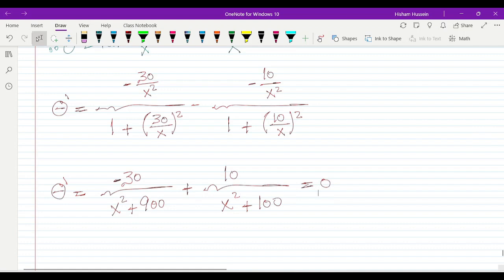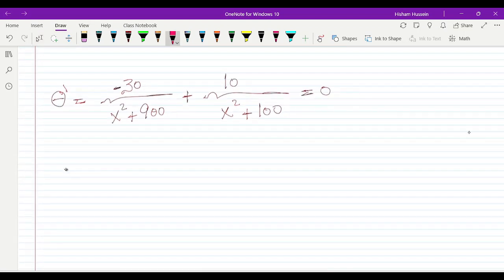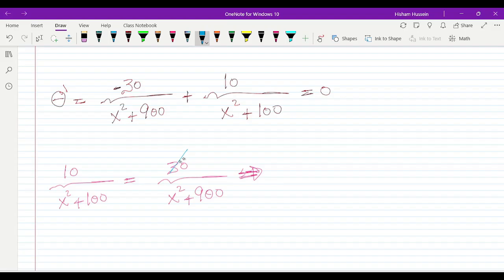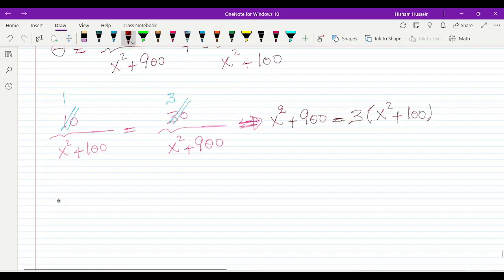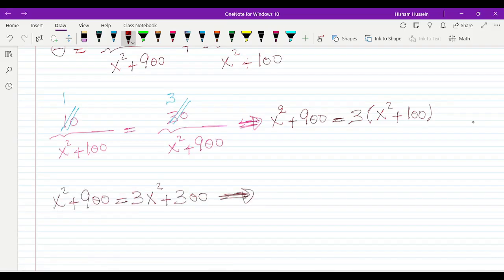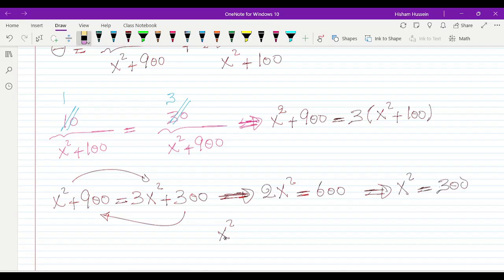This equals 0, as we know, to find the critical points. So now we can say that 10 divided by x squared plus 100 equals 30 divided by x squared plus 900. After cross multiplication and simplifying the numerators, here we have 1, here we have 3. Then x squared plus 900 equals 3 times x squared plus 100. X squared plus 900 equals 3x squared plus 300. So to solve, we get 2x squared equals 600, which means x squared equals 300, or in other form, x equals 10 root 3.